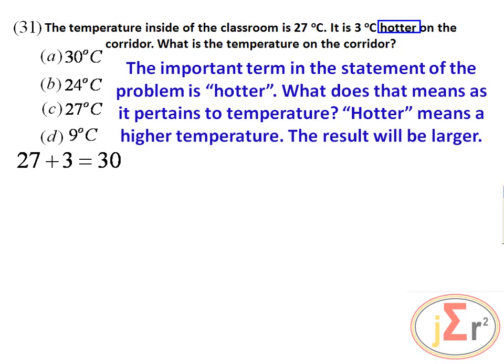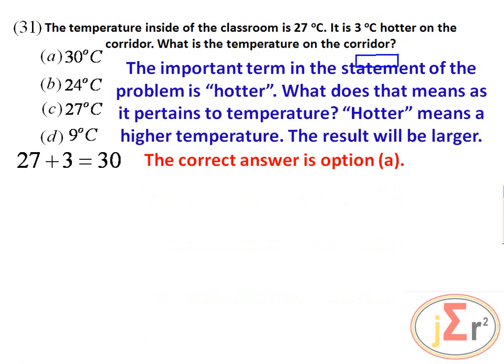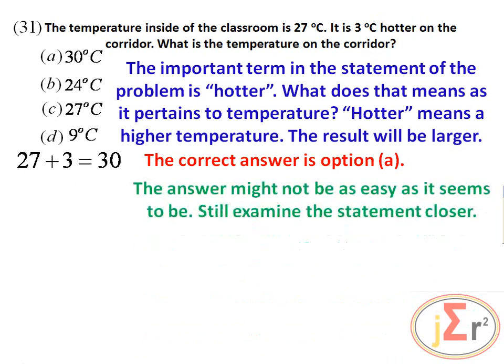So we have the temperature in the classroom is 27 degrees Celsius, and it is hotter by 3 degrees on the corridor. What is the temperature on the corridor? So the temperature that we have there is 27 plus 3, and that is equal to 30. The correct answer is therefore option A. The answer may not be as easy as it seems to be. Still, examine the statement closer.